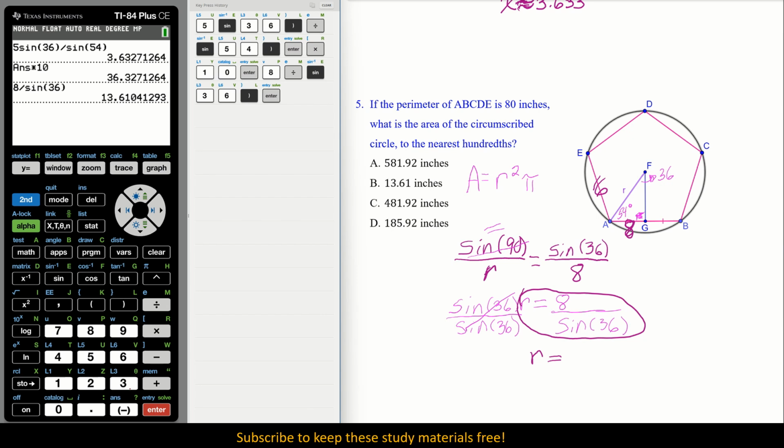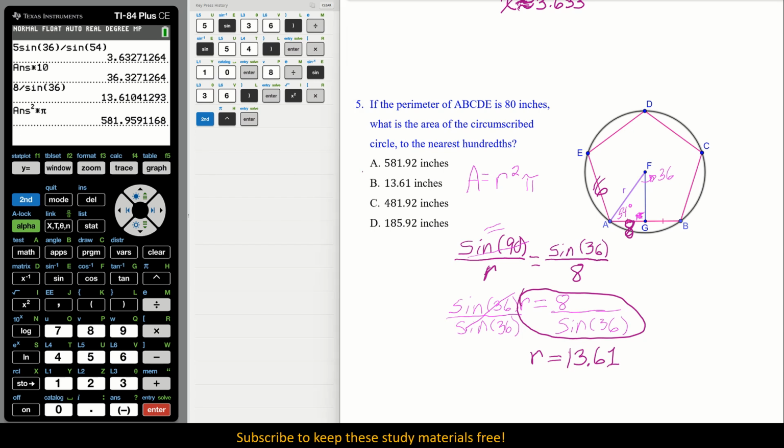I'm going to go ahead and write that down. 13.61. Let's square that and times second, caret up for pi. And that's 581, rounded a little. Oh, looks like our rounding was a little off from what they gave us. But A is our option. We have a rounding error.